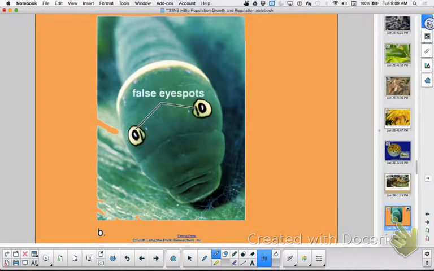Okay? This is on his butt. Okay? On this caterpillar's butt. And do those not look exactly like eyes? Discuss with your bio buddy. Why would eyes on your butt be a good adaptation or an advantage? Talk about it with your bio buddy. Not too loud so other people can focus on that.